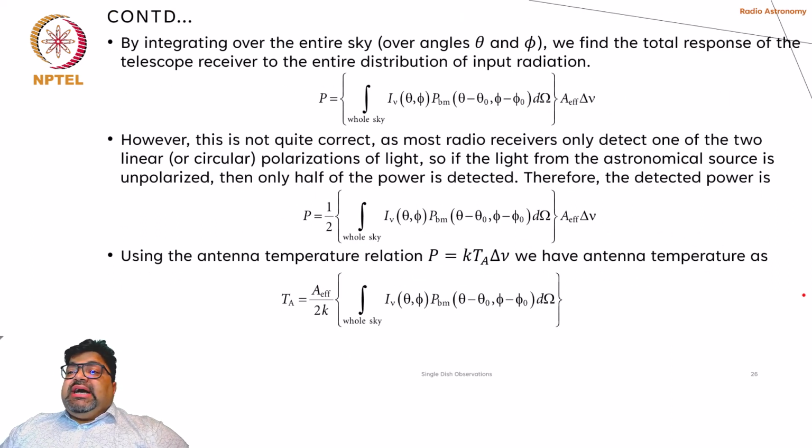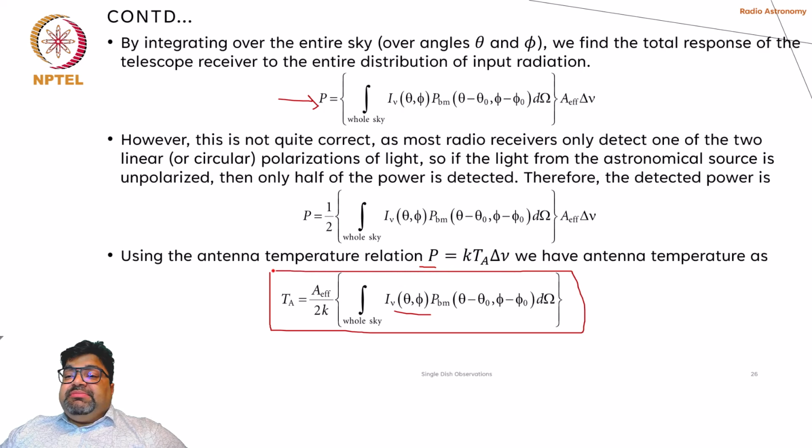If we integrate over the whole sky, over the different directions, we finally end up with the power pattern given by this, which involves the integration over the sky. If you consider polarization, then you have a factor of half coming in front. We'll talk about polarization later. Finally, you can use the power and temperature relationship to get the effective antenna temperature in terms of the power. So P is k T_A times delta nu, and delta nu goes away, and T_A becomes A effective over 2k times that integration.